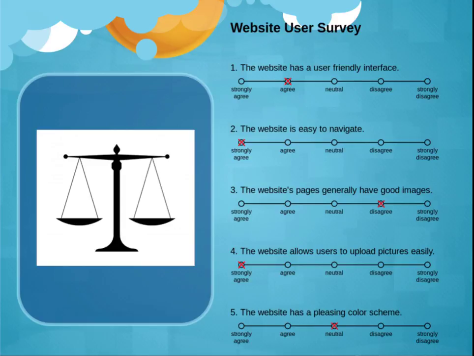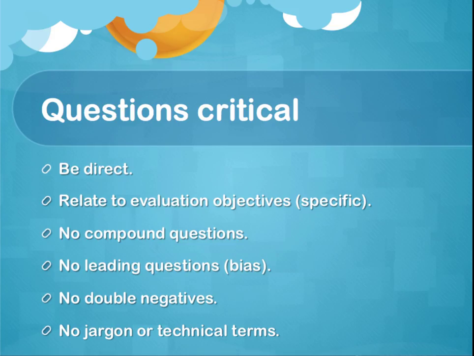Remember, when people are taking these types of surveys, they will give you a better answer, a more true statement, if they are conducted anonymously. So keep that in mind when you decide how you're going to administer your survey. The questions that you ask on the survey are also extremely important. You want to make sure that they are direct. Make sure that they relate to your evaluation objectives. They're very specific.